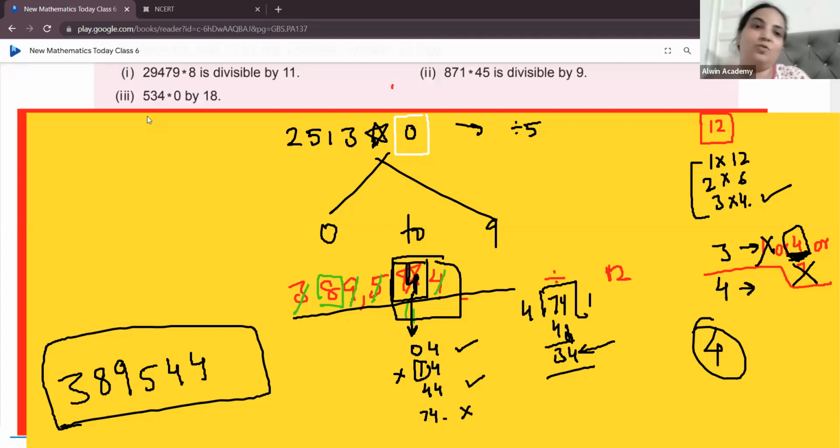That is over now, beta. Nishad, are you getting it or not, beta? Ma'am, I got it. Absolutely. Abhi to issue hai. Ma'am, what about odd numbers?